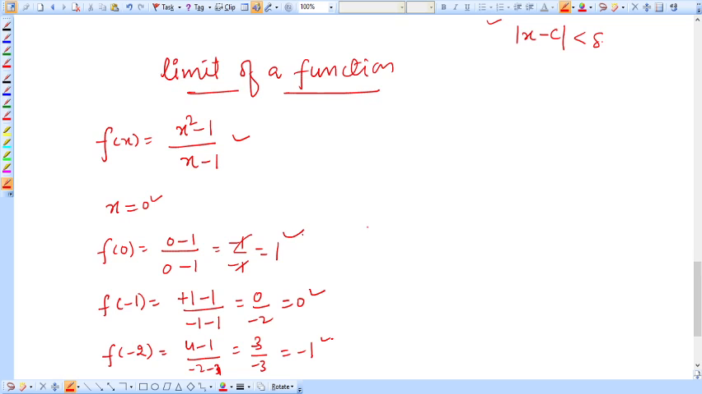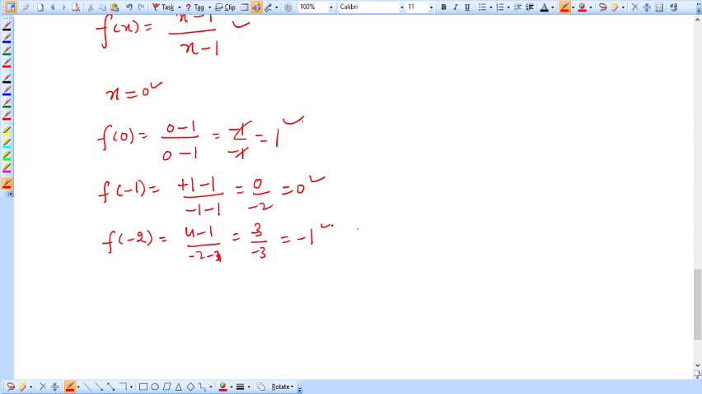Simple it is. You can also find the value of f of x at 2. It would be 4 minus 1 divided by 2 minus 1, which is equal to 3, right? So easily we can find the value of f of x at 0, minus 1, 2, 3, 4, whatever.